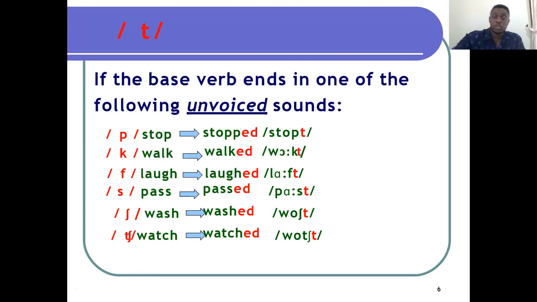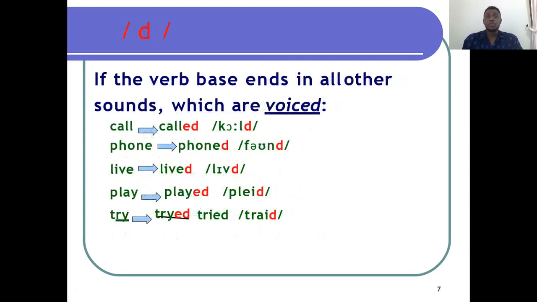Okay, so with that, we go to the D sound. If the verb base ends in all other sounds, apart from the sounds that you have already seen, any other voiced sounds, then we use the D. Like call, called. Phone, phoned. Phone here is a verb, meaning to call someone.